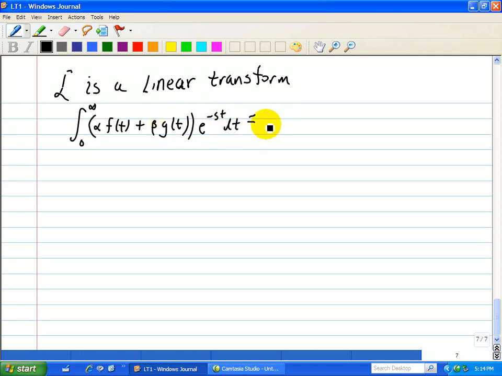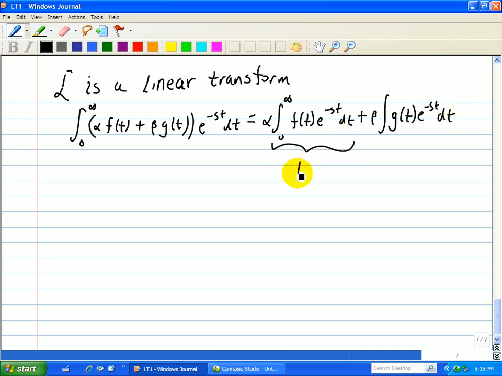We can factor out the alpha since it's not a function of time, as well as beta. So now we have the integral from 0 to infinity of f of t e to the minus st dt, plus beta times the integral of g of t e to the minus st dt. But this, by definition, is F of s, and this, by definition, is G of s.